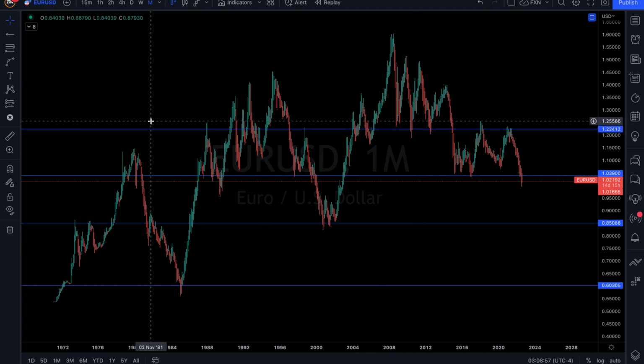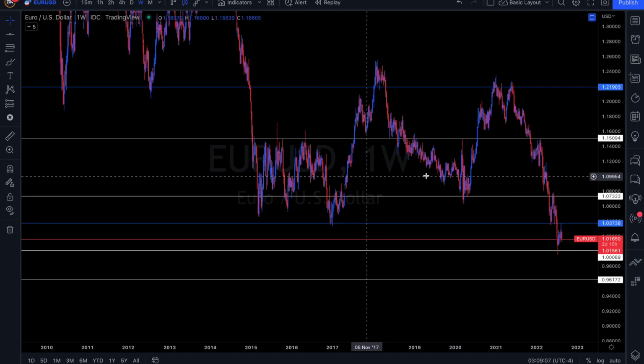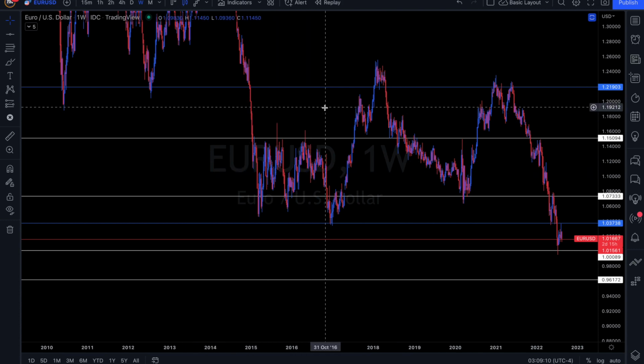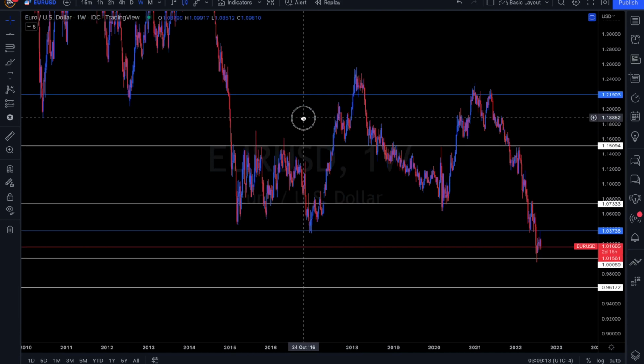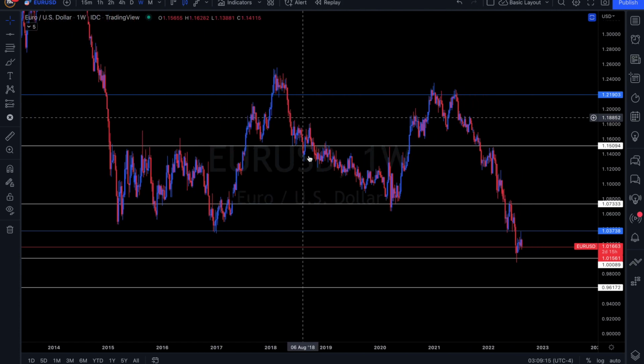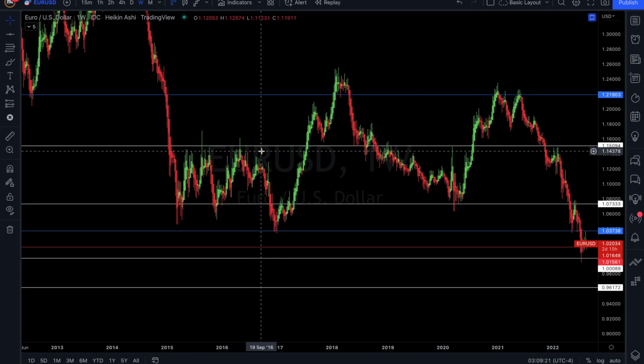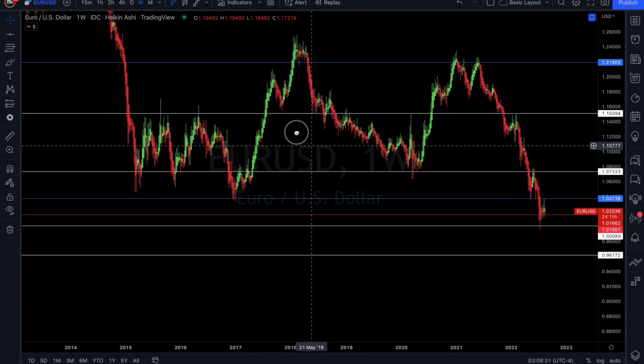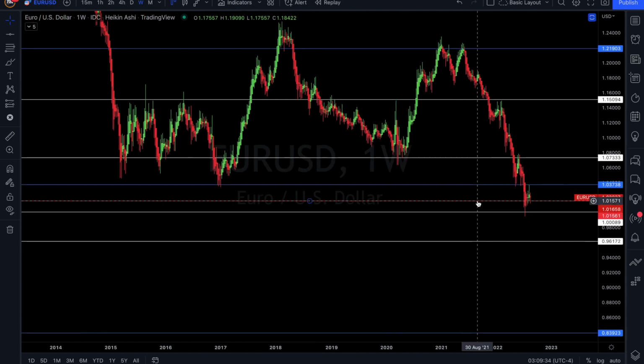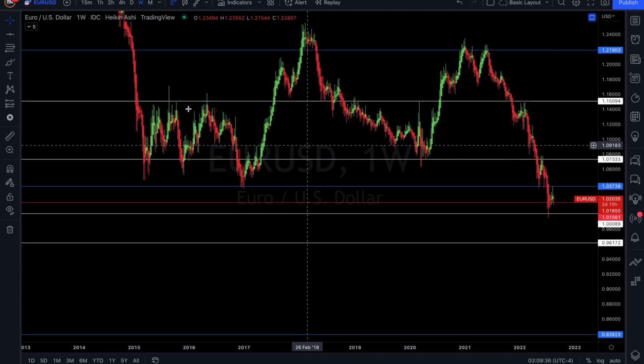Now let's add some more structure points, but this time from the weekly standpoint and if any from the daily. Here we have the same Euro USD pair, but this time on the weekly chart. The white lines represent structure points from the weekly time frame. The blue lines are the monthly, the white lines are the weekly, and I even added one line here, which is the red line. The red line is basically from the daily structure.